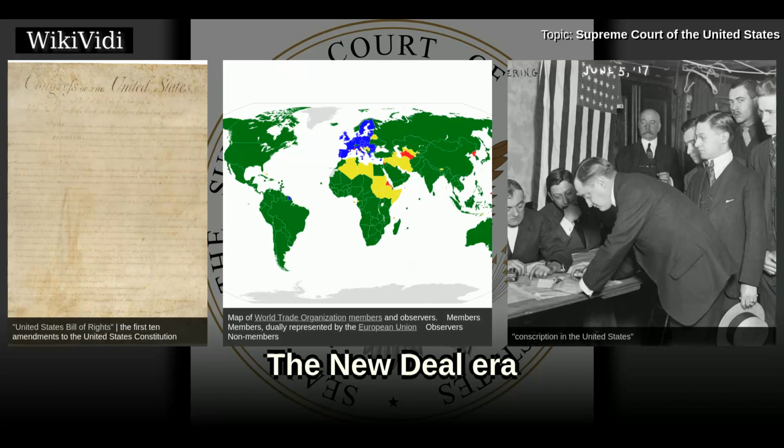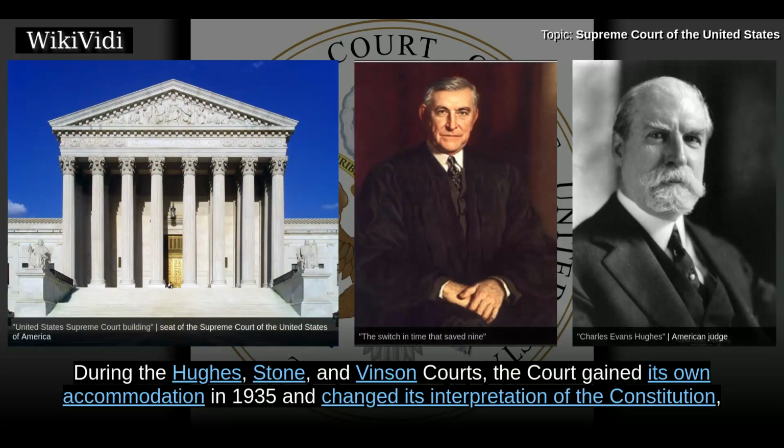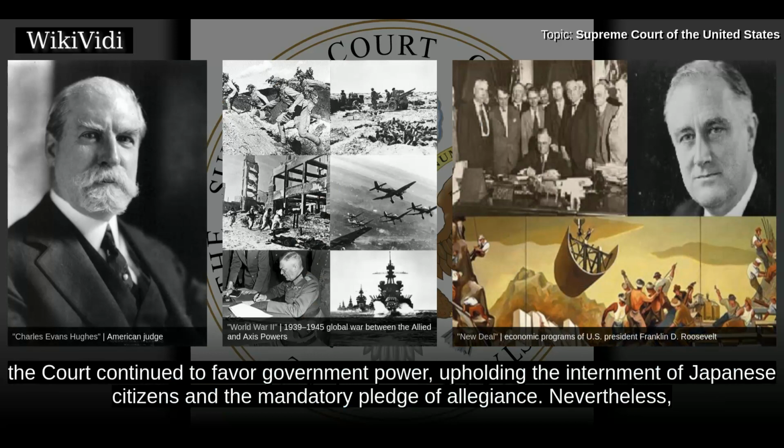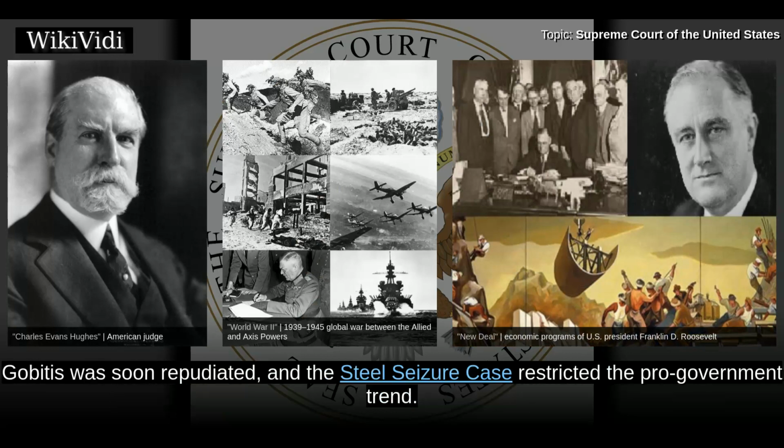The New Deal era. During the Hughes, Stone, and Vinson courts, the court gained its own accommodation in 1935 and changed its interpretation of the Constitution, giving a broader reading to the powers of the federal government to facilitate President Franklin Roosevelt's New Deal. During World War II, the court continued to favor government power, upholding the internment of Japanese citizens and the mandatory Pledge of Allegiance. Nevertheless, Gobitis was soon repudiated, and the steel seizure case restricted the pro-government trend.